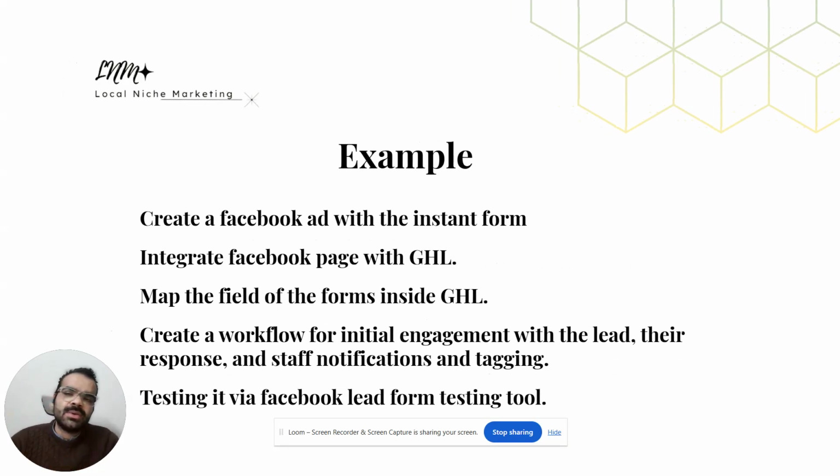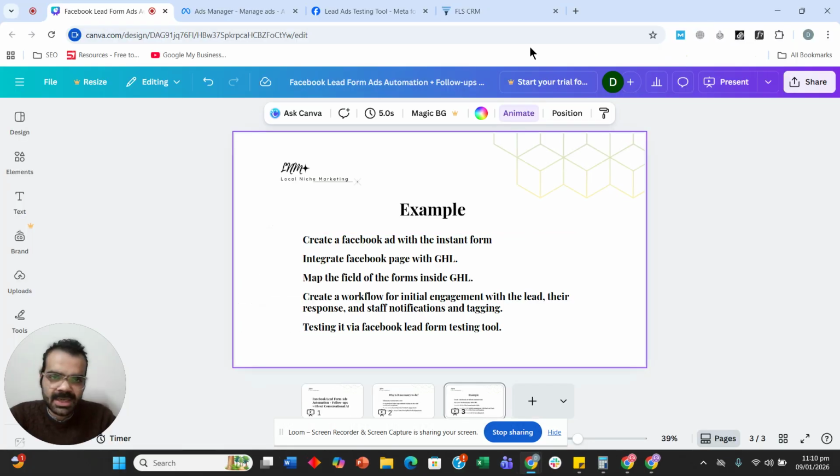In this demo video, we are going to create a Facebook ad. More importantly, we are going to create an instant form, because it's not a video on how to create a Facebook ad. We are going to do those videos, but for this video, we will just stick to the instant form: how we can create it, integrate the Facebook page with GoHighLevel, map the fields of the form from Facebook inside GoHighLevel, and then create workflows and test it via the Facebook lead form testing tool. So let's just get started.